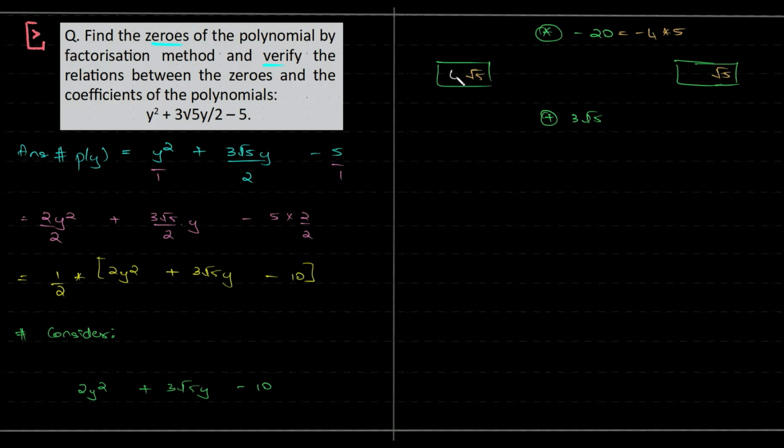We need plus 3, so we have 4 root 5 minus 1 root 5, which will give us 3 root 5. When multiplied, it will give us this. So you can pause and have a look if you are confused. So just pause and have a look. It's not too hard.